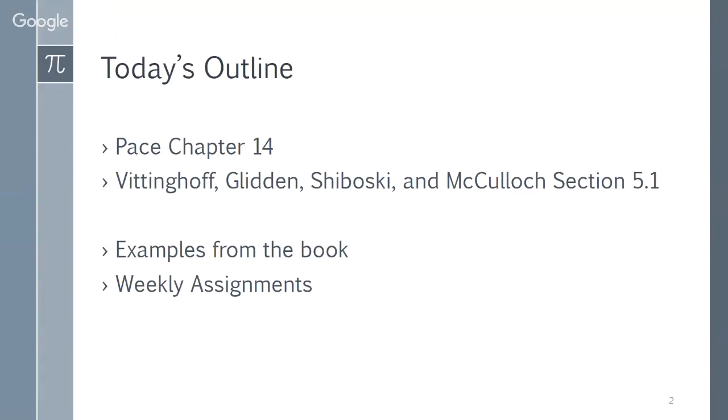That introduces logistic regression. I think the explanation they give as to why logistic regression is a thing is much better than PACE. PACE just kind of states this is what we do, and you're left wondering, why do we do that? So I think the other reading is much better. I'm going to do an example. It's actually not from the book, it's a made-up example. But then we'll review our weekly assignments.